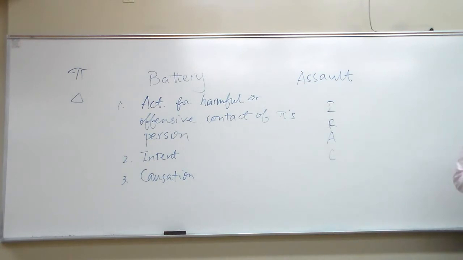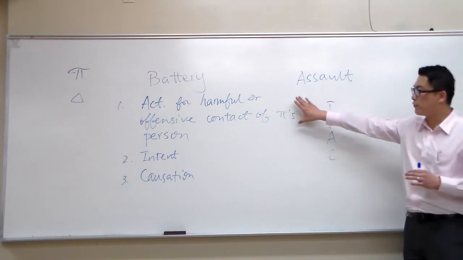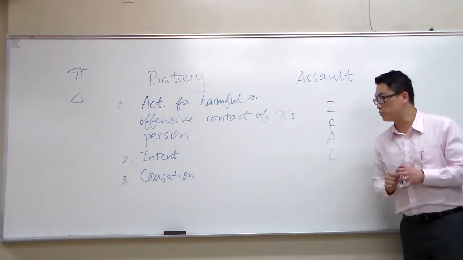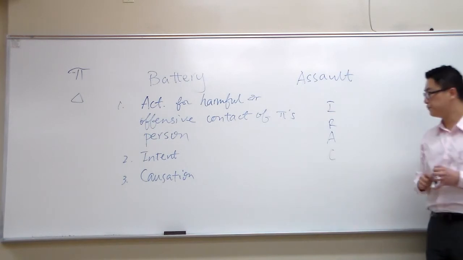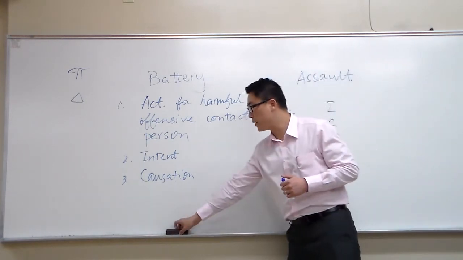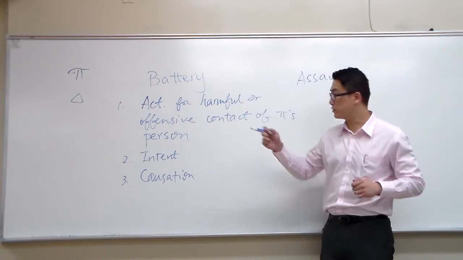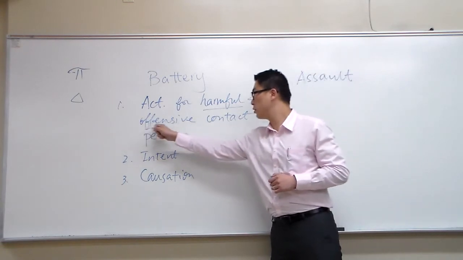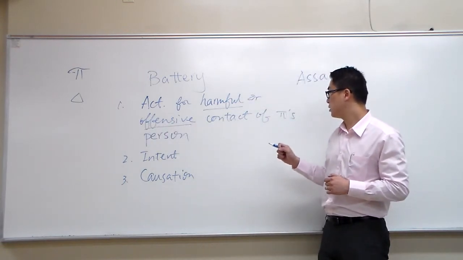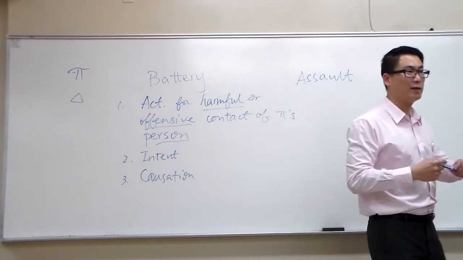Okay. Now, let's start with the first. Harmful or offensive contact of the plaintiff's person. Okay. So to me, I see 3 things. Harmful, offensive, and contact of plaintiff's person. Okay.